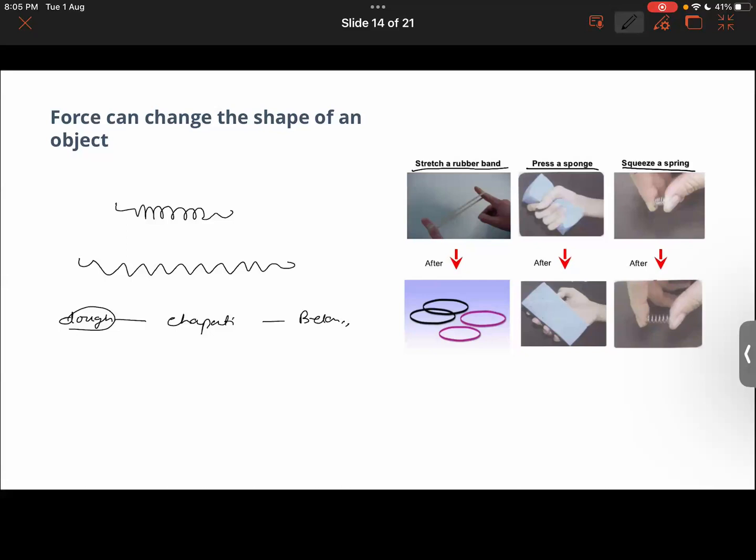Sir, but you stated that muscular force also has that ability to change the shape. No, not muscular force. Any force has the ability to change the shape, size, direction, and motion of an object. Not necessarily muscular force. Muscular force is basically the force applied by humans or animals, right? Even if an elephant is pulling heavy logs of wood, then there also he is using the muscular force, right?